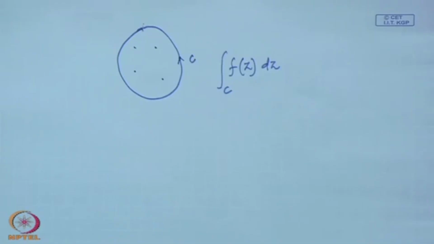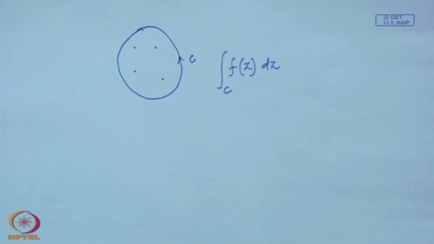Is it 0 again? No. Okay, that is correct, it is not 0, but what is it? What we do is we exclude these singular points.